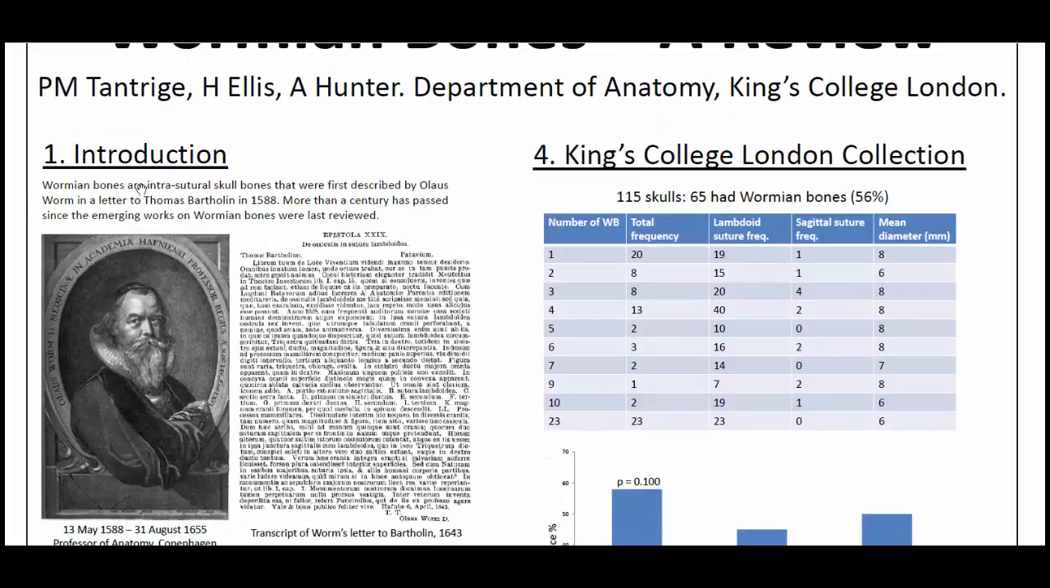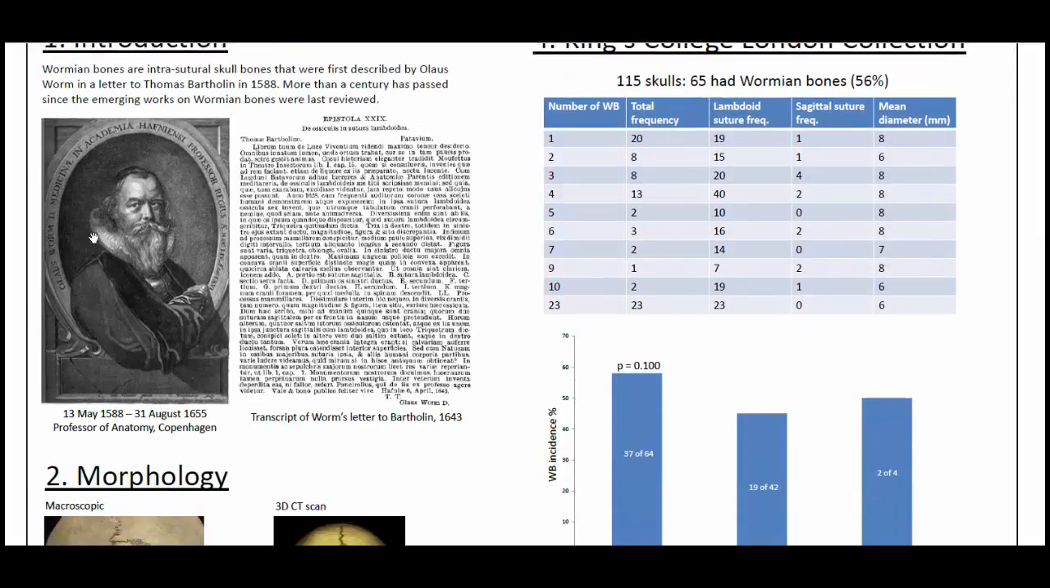Introduction. Wormian bones are intra-sutural skull bones that were first described by Olaus Worm in a letter to Thomas Bartholin in 1588. More than a century has passed since the emerging works on Wormian bones were last reviewed. Here is what looked like the original letter, a transcript of its content, and here is a picture of Olaus Worm.